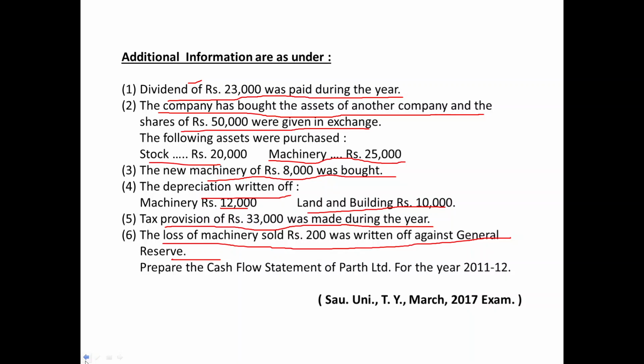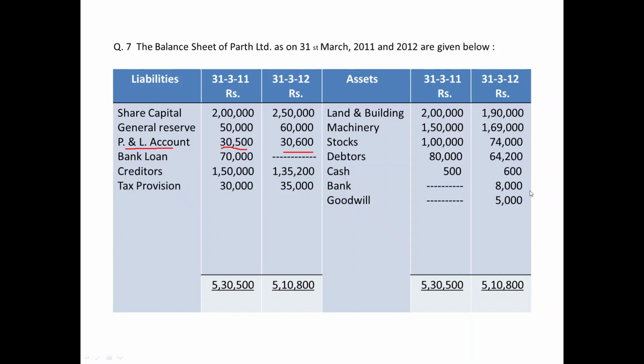Additional information points got over. Let us verify the balance sheet. Balance sheet reading. Come on the asset side. Land and building over. Machinery over. Stocks and debtors, items of current assets. Wait, we will be reporting this after deciding cash profit from business operation.